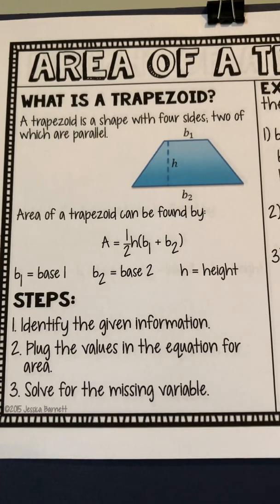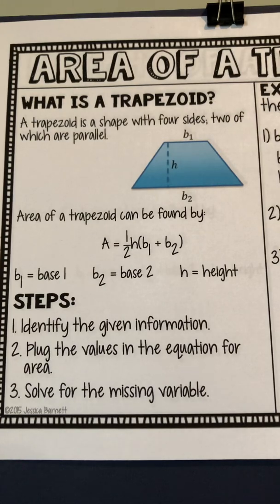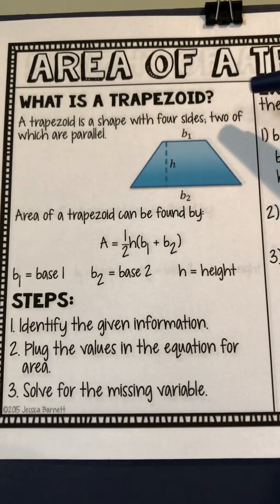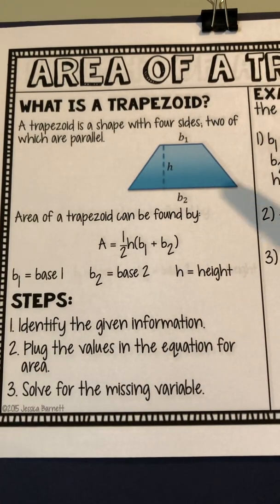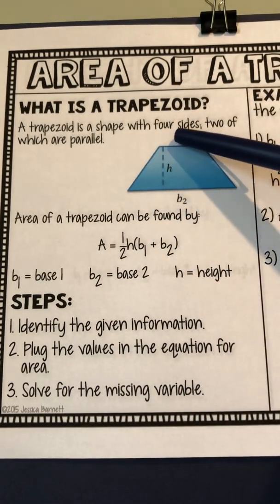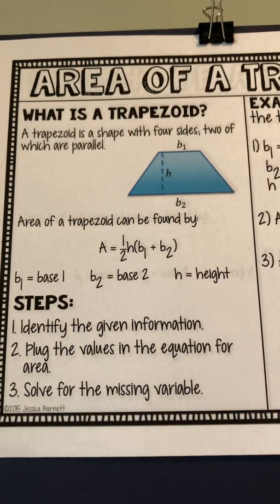So find a blank sheet of paper or blank lined paper, maybe some colored pencils, markers, crayons, whatever you need to get started. So our definition, after you've written your big heading, of course, for area of a trapezoid, is going to be what is a trapezoid. So a trapezoid is a shape with 4 sides, 1, 2, 3, 4. That means it's a quadrilateral.